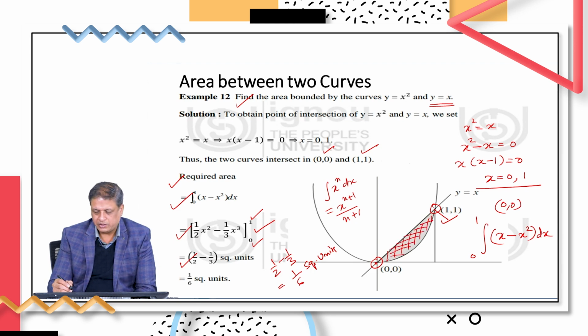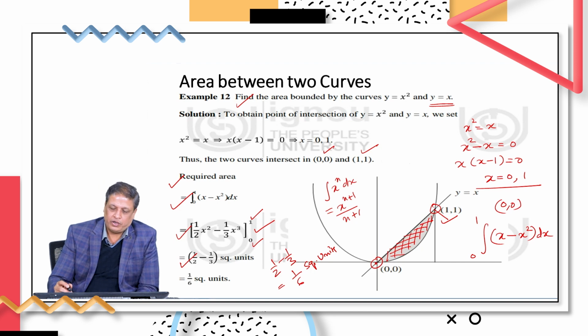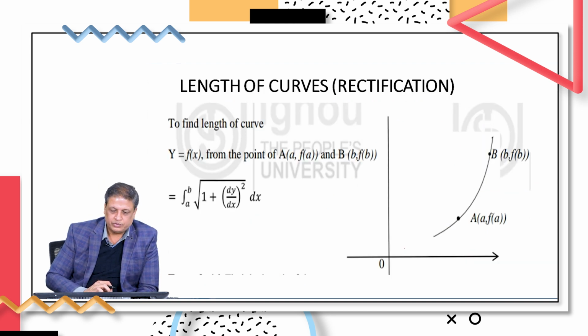So, this is 1 by 6 units. I hope you understood how we got the area between the two curves.